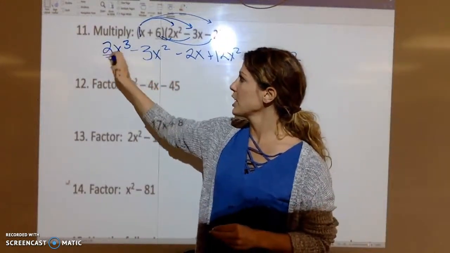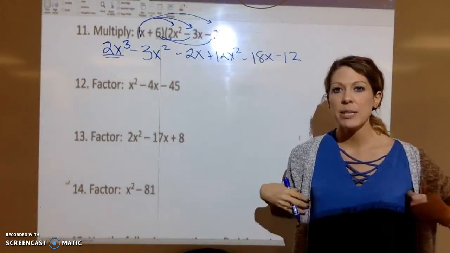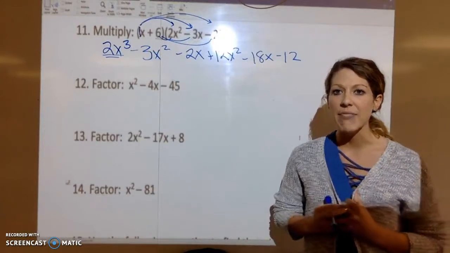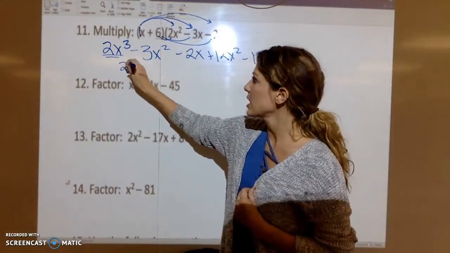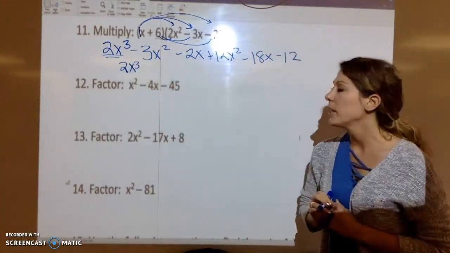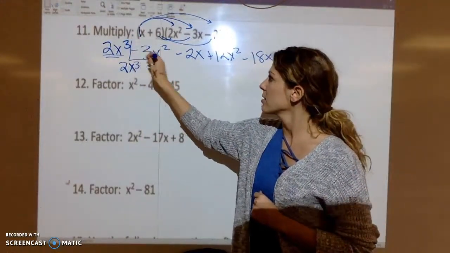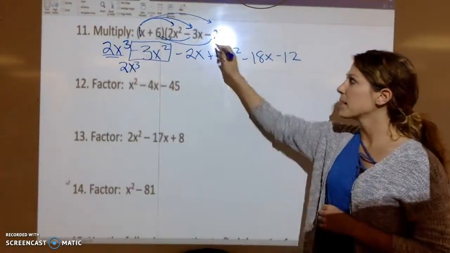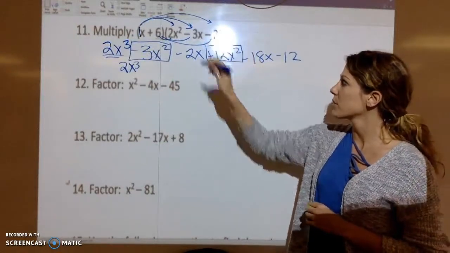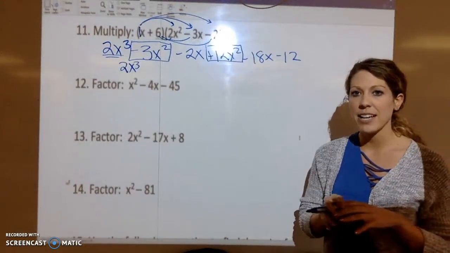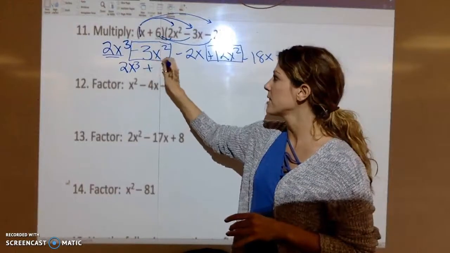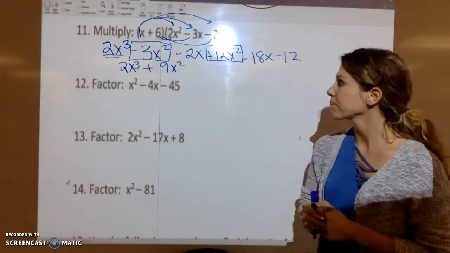So 2x cubed cannot combine with anything because even though some of the other terms have an x, none of them have an x cubed. So 2x cubed is going to be our leading term. Then we have negative 3x squared. This one can be combined with positive 12x squared. So when we combine them together, negative 3 plus 12 would make positive 9x squared.